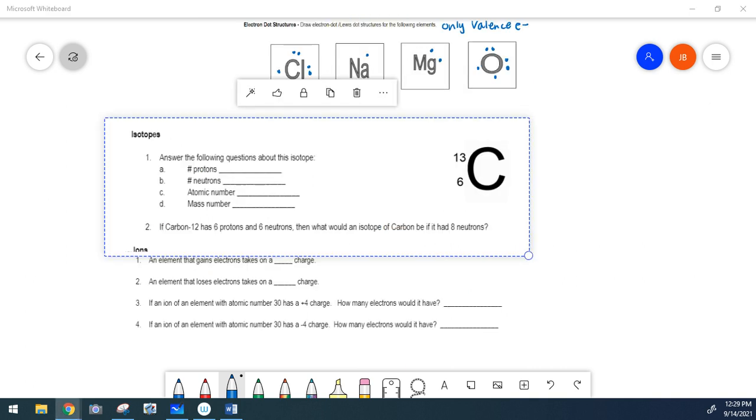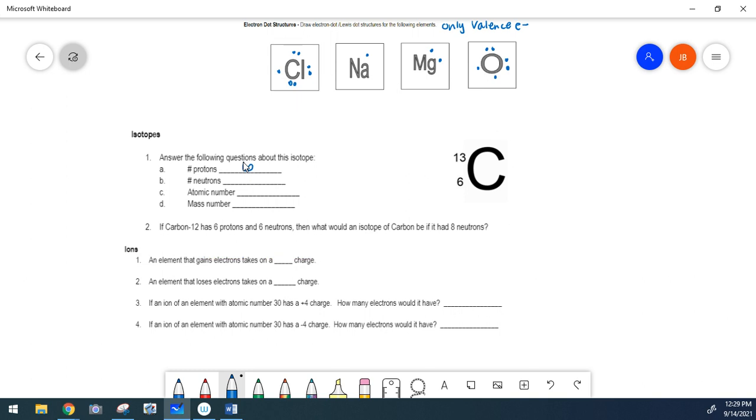All right, so answer the following questions about this isotope. Okay, remember this is one of the first graders that isn't average, right? This is carbon 13. So how many protons does this atom of carbon have? 6. Remember, proton number doesn't change. How many neutrons? 7. It's 13 minus 6, so it's going to be 7. I'm showing you the equation, so you know how you got it, and also because I'm recording, remember? All right, atomic number. What's the atomic number? 6. And what's the mass number?